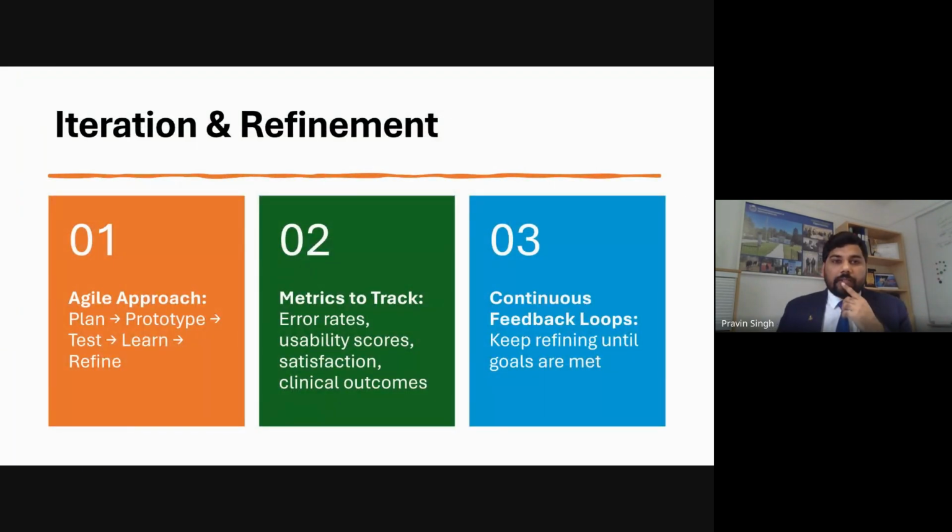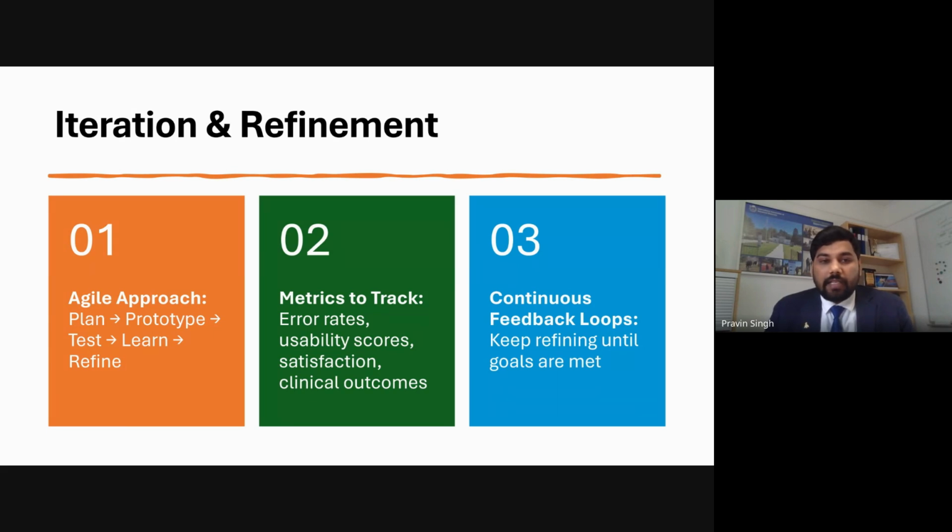Yeah. So healthcare prototypes go through multiple refinements before becoming market ready. What we do is an agile approach. Here are the 4 or 5 steps we take: plan, then prototype, then test, then learn, and then refine. The metrics to track are error rate, usability score, clinical outcomes, and the last is a continuous feedback loop, improving until goals are met.